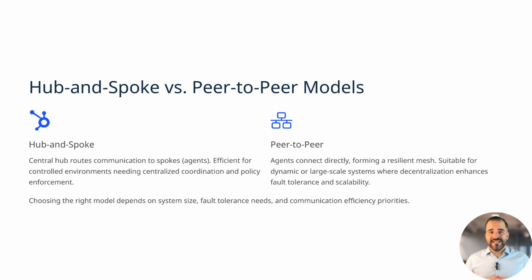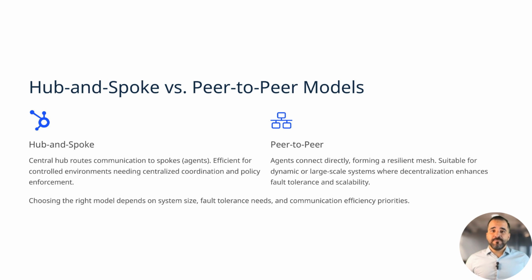Communication models in multi-agent systems often follow either a hub-and-spoke or peer-to-peer (P2P) architecture, each offering distinct advantages based on system requirements. In the hub-and-spoke model, all agent interactions are funneled through a central hub. This approach is ideal for environments requiring strict coordination, centralized control, and uniform policy enforcement. It simplifies message routing and system monitoring, making it well-suited for smaller controlled networks or mission-critical applications.